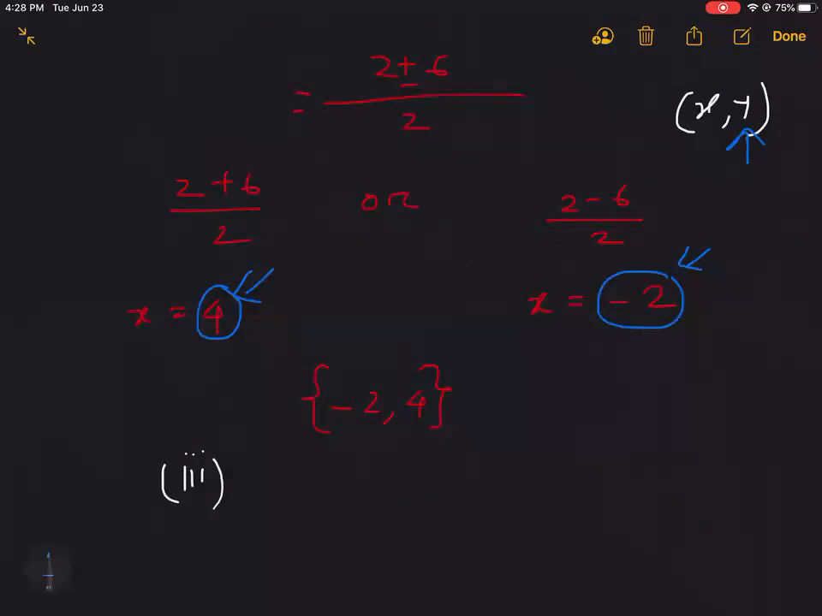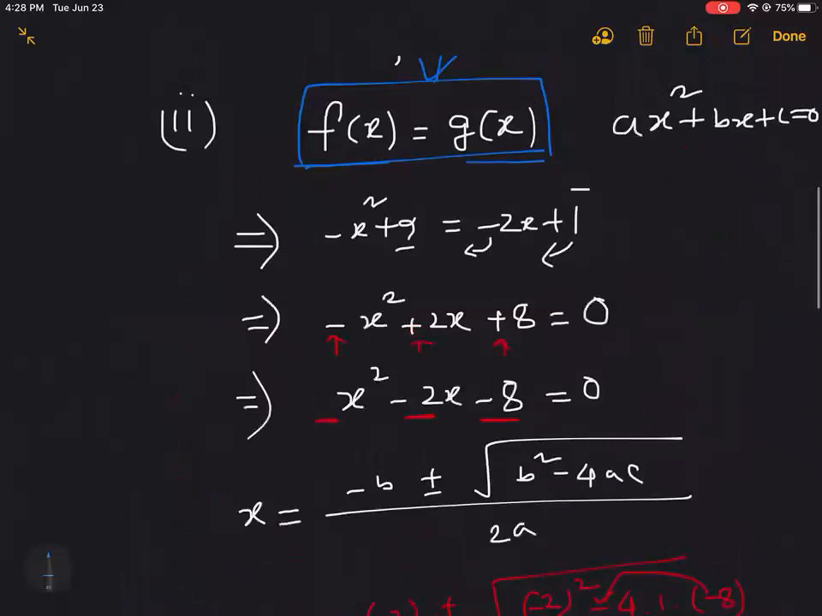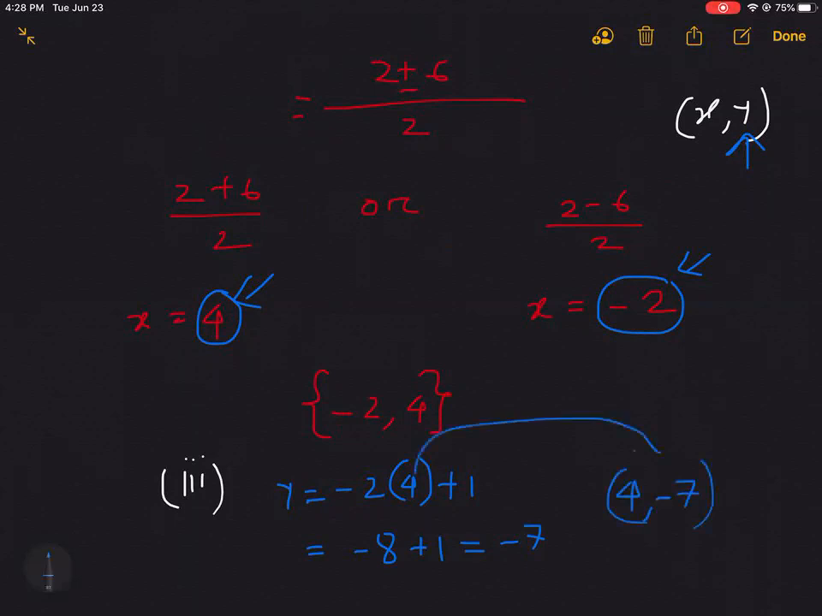So we can plug in, let's say, negative 2 times 4 plus 1. So it will be negative 8 plus 1, negative 7. So one point of intersection will be negative 4, negative 7, right?